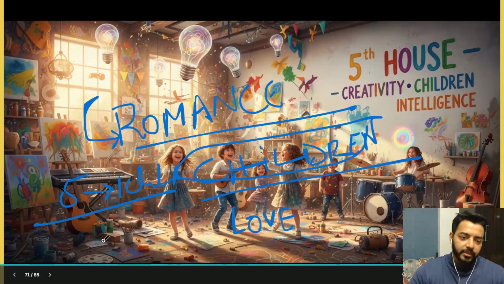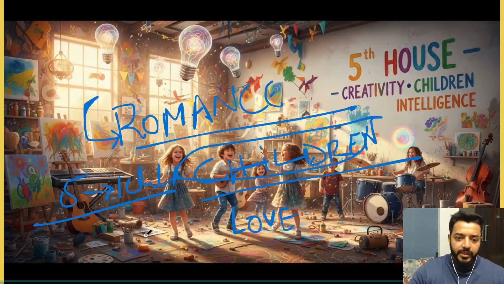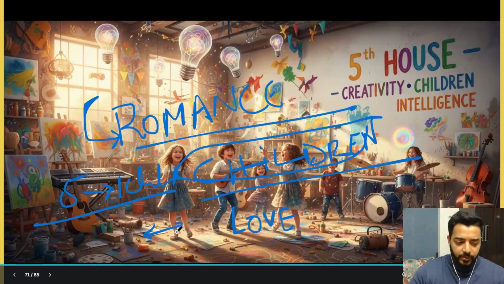Then we'll come to the second child, which is the 7th house, and then once again you have the 9th house as the 3rd child, right? So this is the 5th house, mostly important for romance, creativity, everything, right? Yeah, difficulty in education can also come under the 5th house.